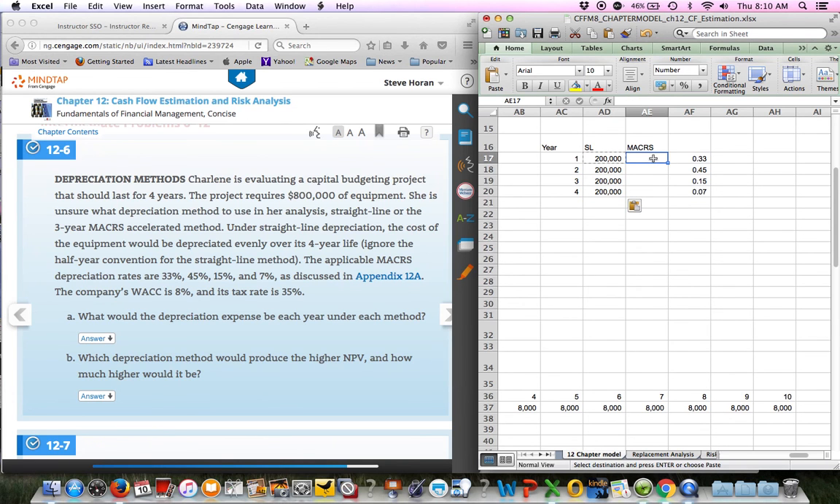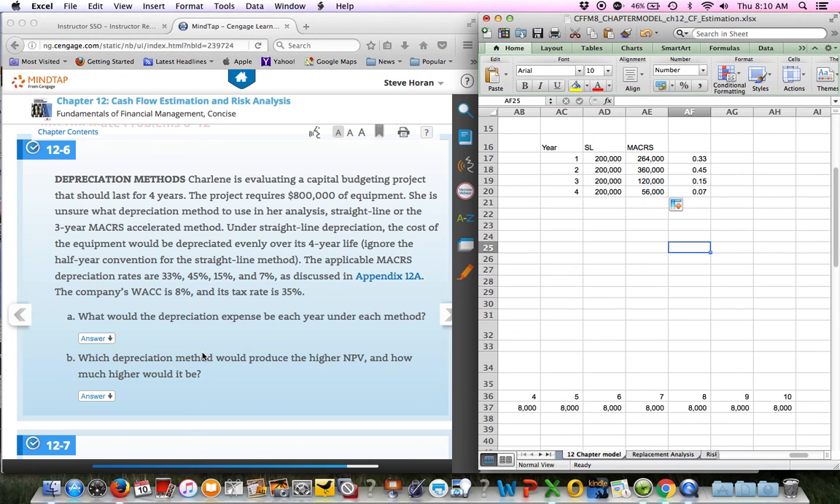For MACRS, what I'll do is take $800,000, multiply it by the rate for that year, 33%. Okay, I get 264. I can just drag this formula down, and then I've got my depreciation by year. So 264, 360, 120, and 56. So the answer for A, what is the depreciation expense for each year under each method, is right here.